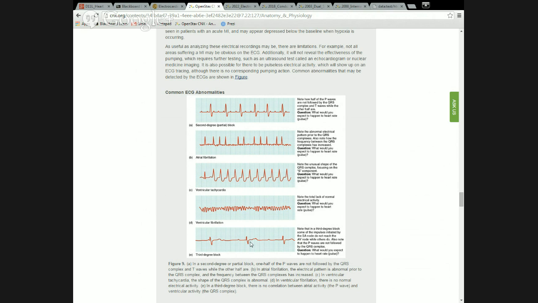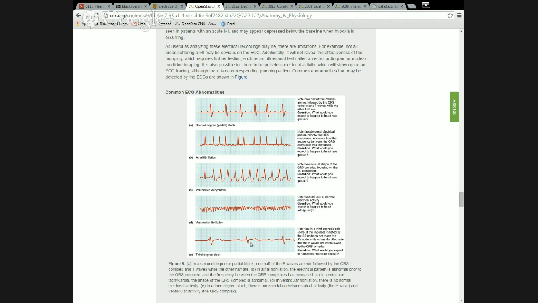If your SA node doesn't work and your AV node doesn't work, you better be laying down. That's the only way that you're going to get blood to all of your major organs. And more than that, you better be laying down in the back of an ambulance or in a hospital at the time, because things are really bad. So if that happens and you collapse and you're laying there on the floor and nobody knows it, then things can get really bad really quickly.